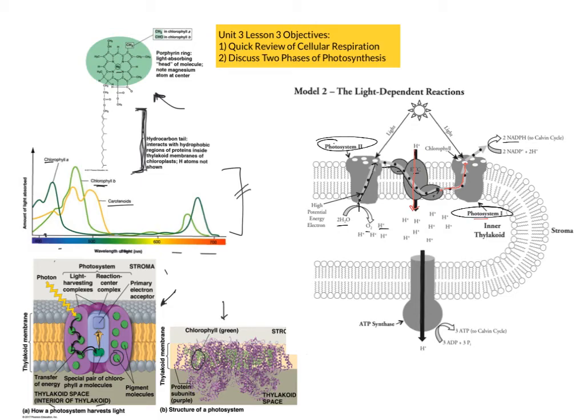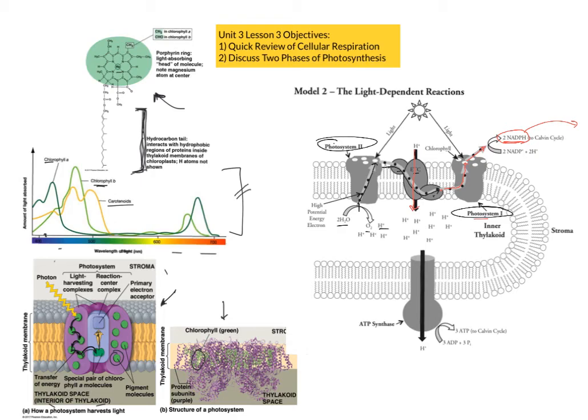And instead of entering another electron transport chain, those electrons will actually be captured by a high energy electron carrier that's similar to NADH, but in plants it's NADPH. Now that high energy electron carrier is going to head to the Calvin cycle, where it's going to be used for different steps in the Calvin cycle.